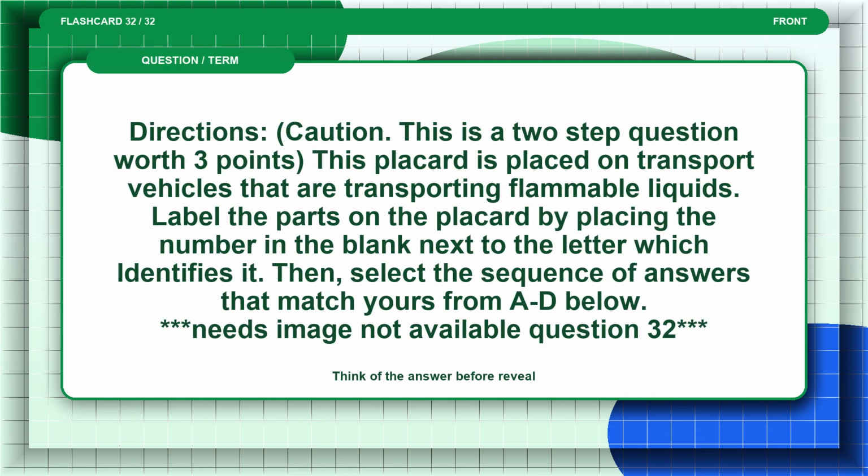Flashcard 32. Directions, caution: this is a two-step question worth 3 points. This placard is placed on transport vehicles that are transporting flammable liquids. Label the parts on the placard by placing the number in the blank next to the letter which identifies it. Then, select the sequence of answers that match yours from A through D below.